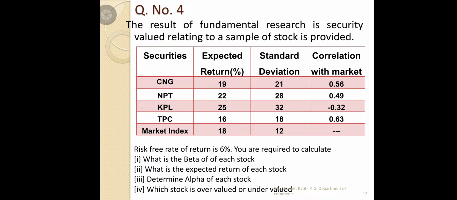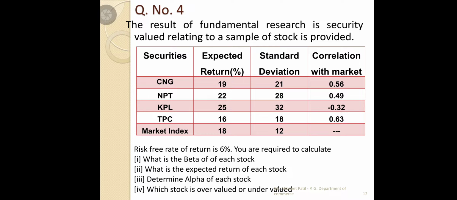Next, the expected rate of return of each stock. Once we calculate beta, then we use the beta of each stock to calculate the expected returns. Next, alpha is also there. In the first problem we solved alpha. Next, which stock is overvalued and undervalued. So the combination of the 3 problems we solved, including beta, the first 3 problems plus beta also. So how to solve these problems?